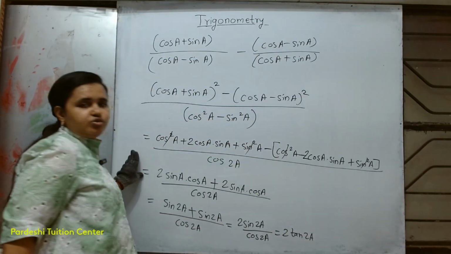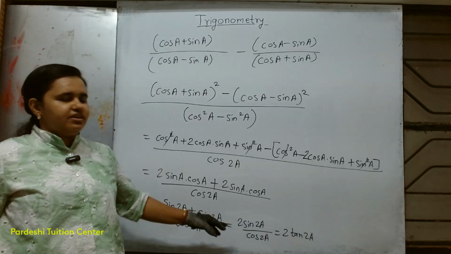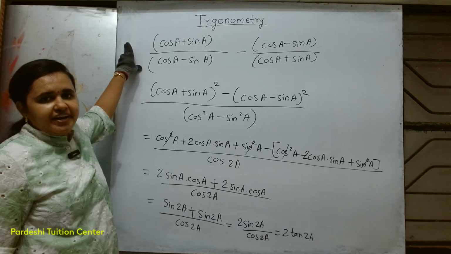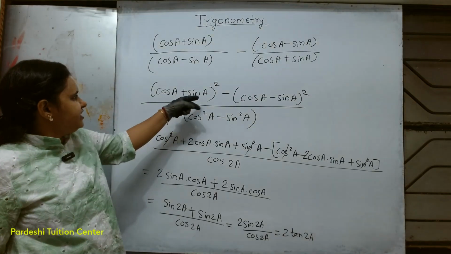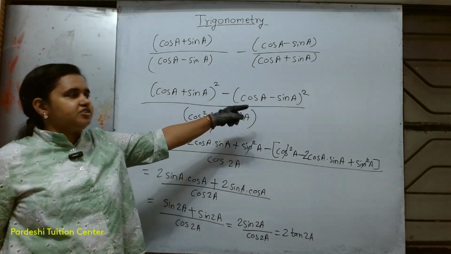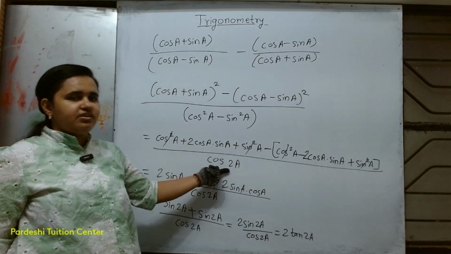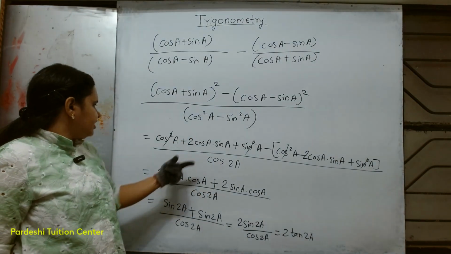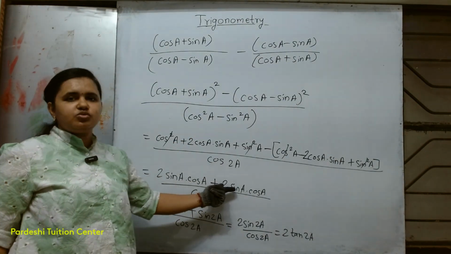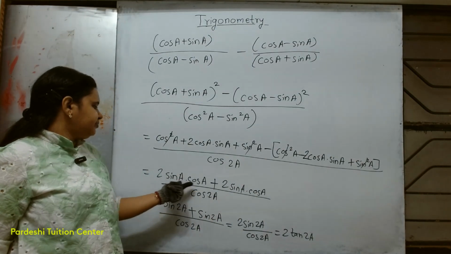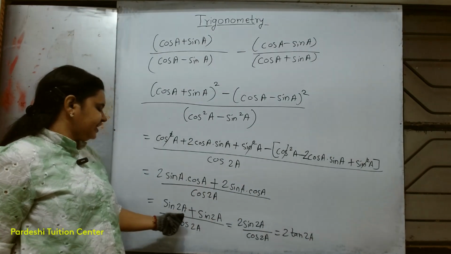So it will be 2 tan 2A. We have just cross multiplied, and by expanding it, (A plus B) whole square, (A minus B) whole square, and cos square A minus sin square A is cos 2A. Then we have got 2 sin A cos A plus 2 sin A cos A upon cos 2A. Then again 2 sin A into cos A is the formula for sin 2A.